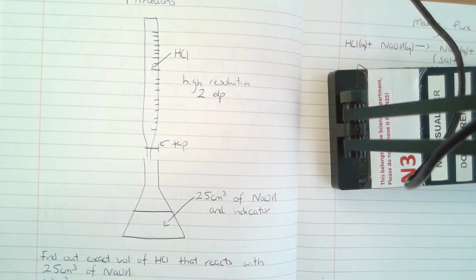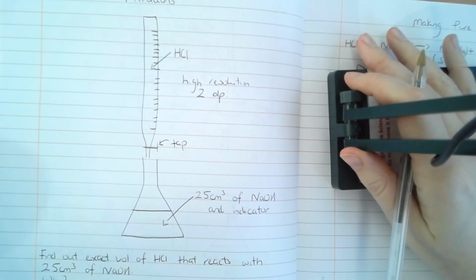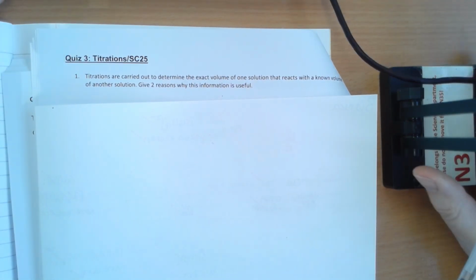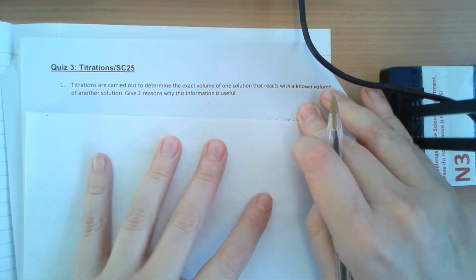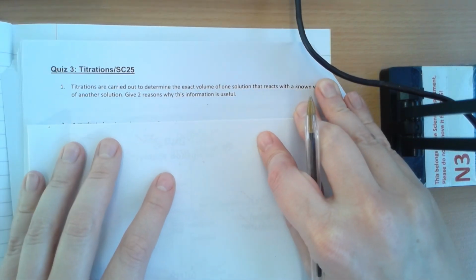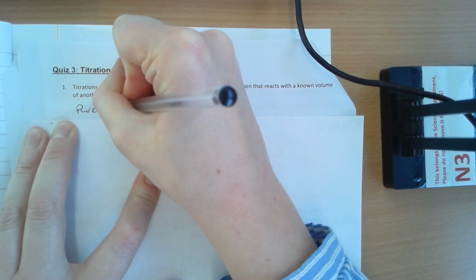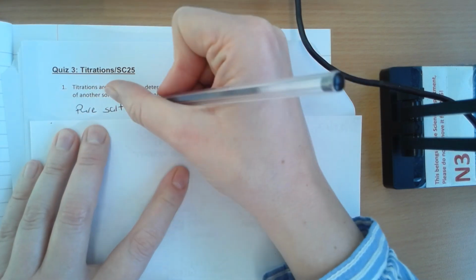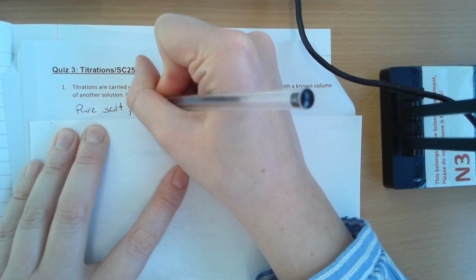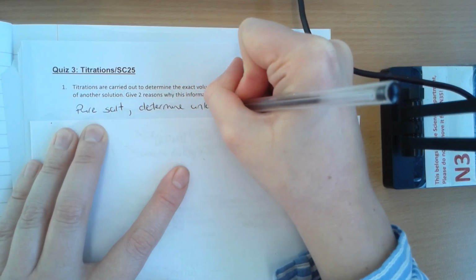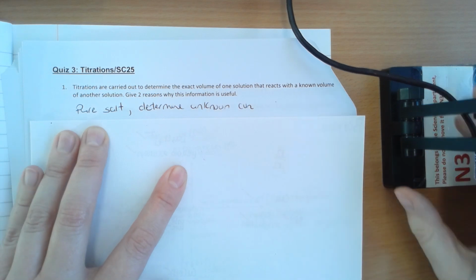All right, so in your questions, I ask you to do question 1 and 2. I'm going to help you with question 2, just so you don't waffle too much. Question 1: titrations are carried out to determine the exact volume of one solution that reacts with a known volume of another. Give 2 reasons why this information is useful. The one I was just talking about is that you can make a pure salt. The other application is you can work out an unknown concentration, and we're going to look at that one in a second. Determine unknown concentration, or you could say determine percentage purity.